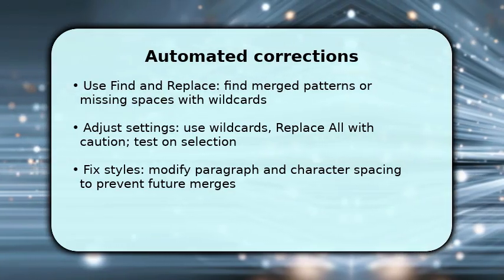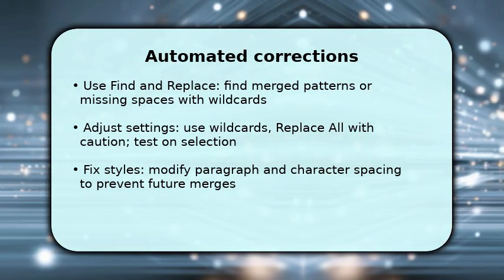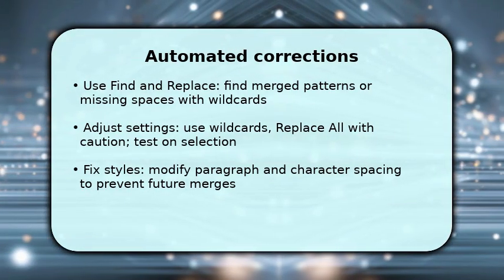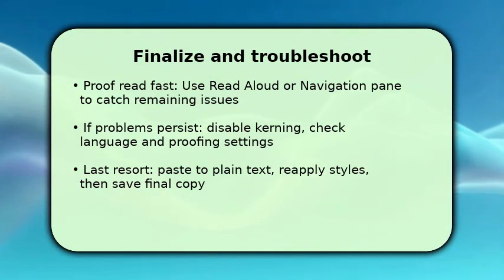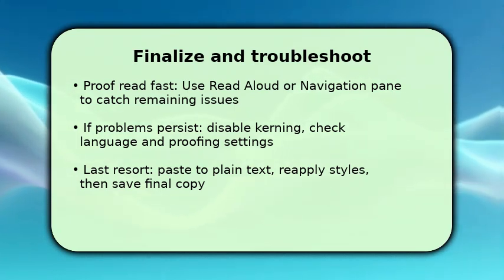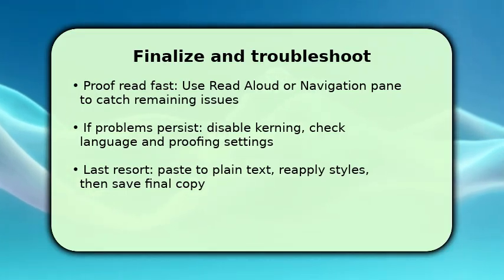Once comfortable, also check paragraph and character spacing in the Style panel. To finish, proof the corrected text. You can use Read Aloud or the navigation pane to quickly scan for remaining run-together words. If missing spaces persist, make sure kerning and font rendering aren't forcing letters together. Temporarily disable kerning and check language proofing.